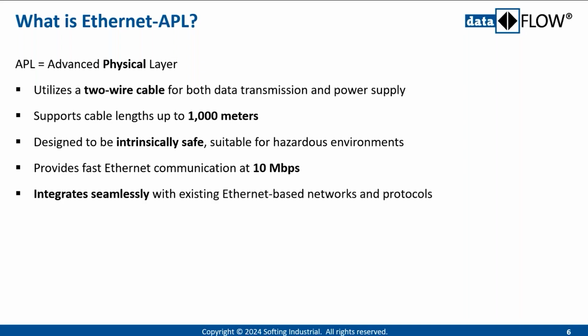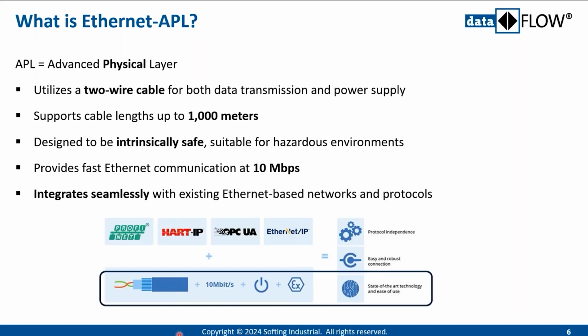And as I mentioned before, it integrates seamlessly. There's a nice picture that I like because it puts it all together. Here you have the two wires, the 2-wire cable. They have the speed, you have power over the cable, and Ex safe. And important, this picture is what's on top. Today we're talking about Profinet. In the future we might talk about EtherNet/IP as well. That's protocol independent. That means these higher level protocols are independent of what's below.